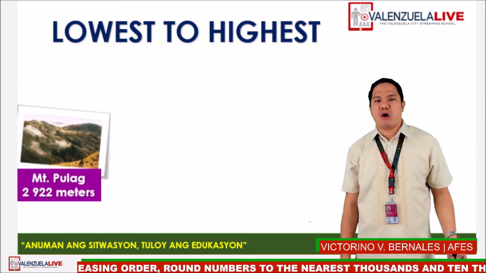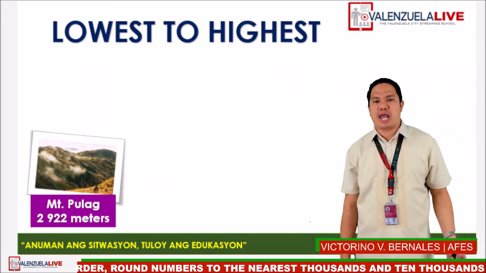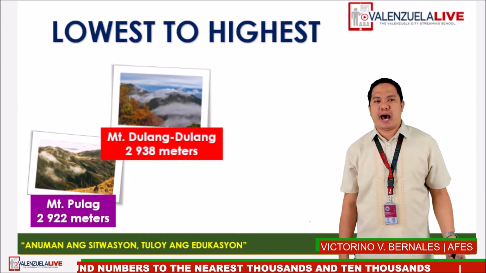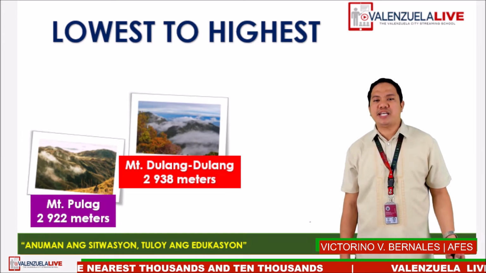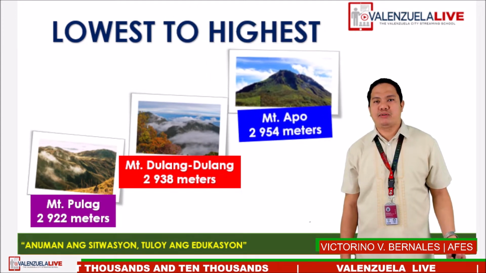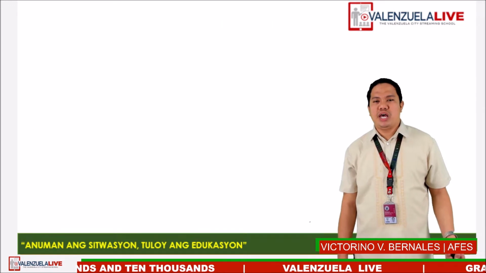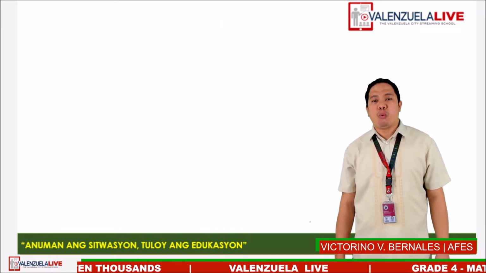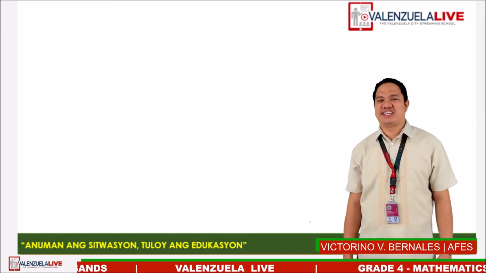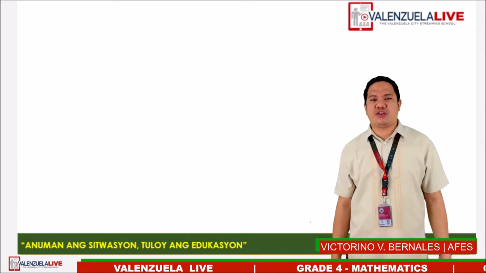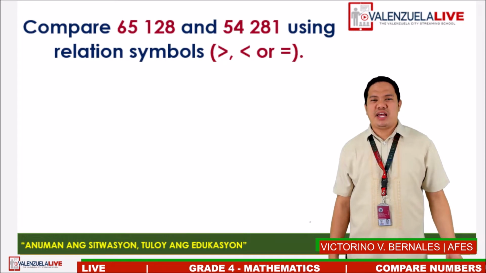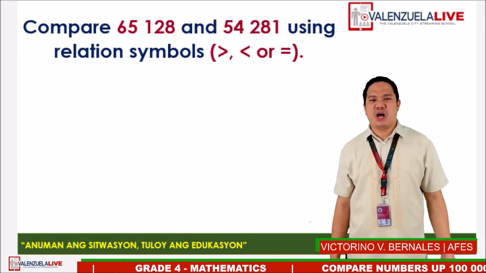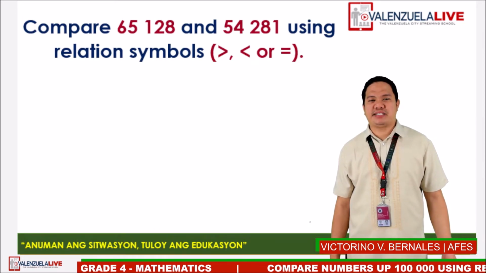The lowest mountain among the three is Mount Pulag, followed by Mount Dulang-Dulang, and the highest mountain is Mount Apo. Did you get the same answer? Well done, grade 4 pupils! Arranging the height of the mountains involves comparing numbers. Now let's compare numbers. Alright, let's have this example.